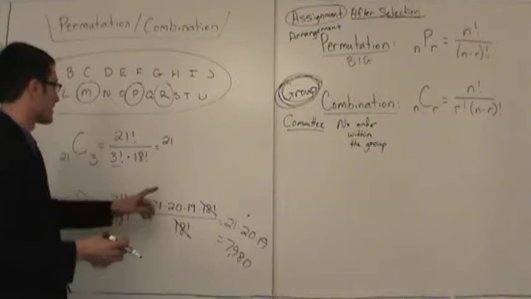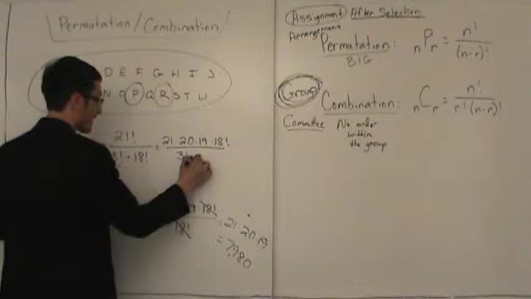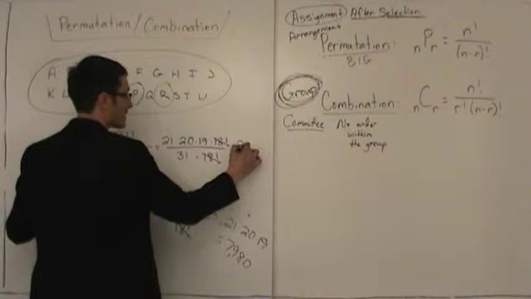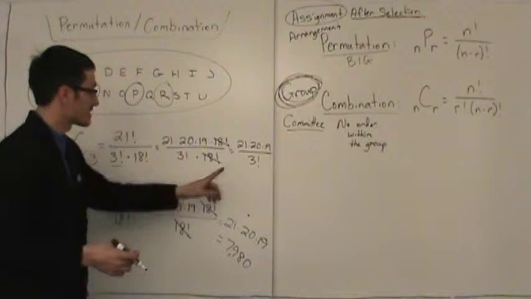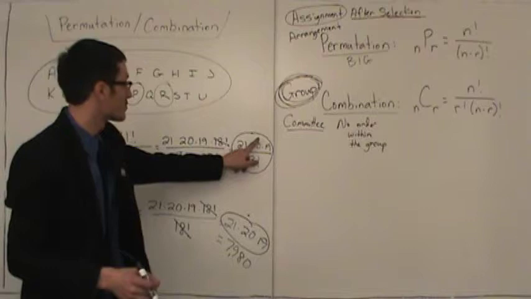In the combination formula, we had 21 times 20 times 19 times 18 factorial over 3 factorial, which is, here, I'm just going to leave it as 3 factorial times 18 factorial, and we cancel the 18 factorials, and we're left with 21 times 20 times 19 over 3 factorial. So notice the similarity in the combination formula and the permutation formula. The combination formula has 21 times 20 times 19 divided by 3 factorial. The permutation formula is 21 times 20 times 19.